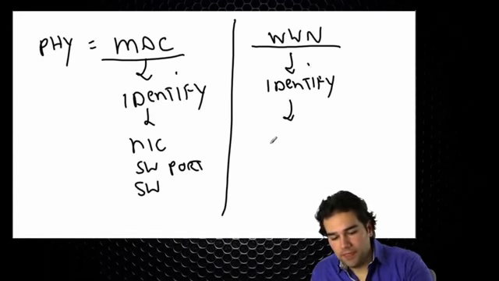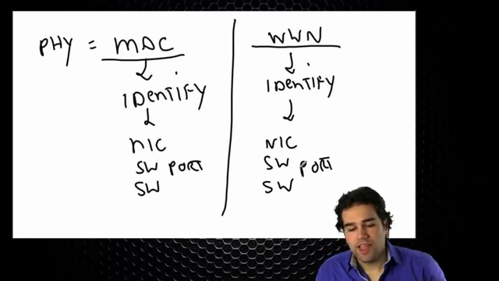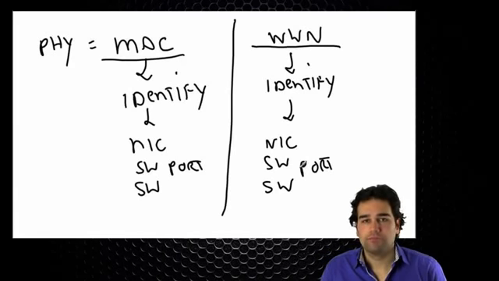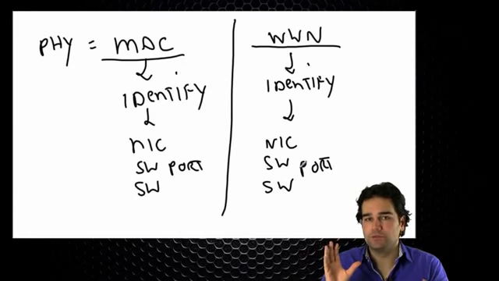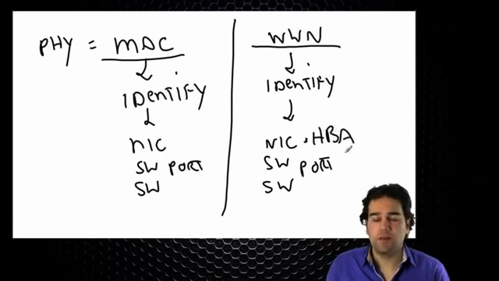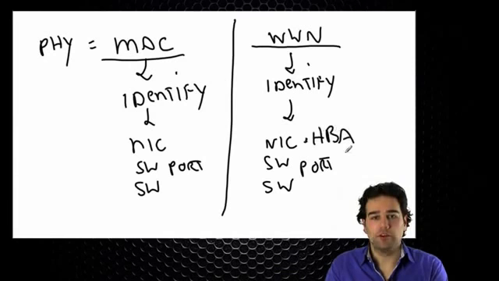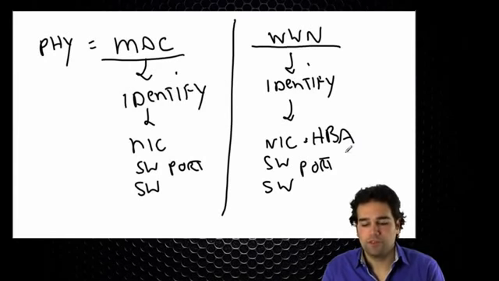And again, every NIC, every switch port, and every switch has a worldwide name. So same principles here as in the Ethernet world. A NIC in the Fibre Channel world is called an HBA, or host bus adapter. It's just a different name for the same thing. It's the network interface card, the interface to the network, but it's called an HBA.